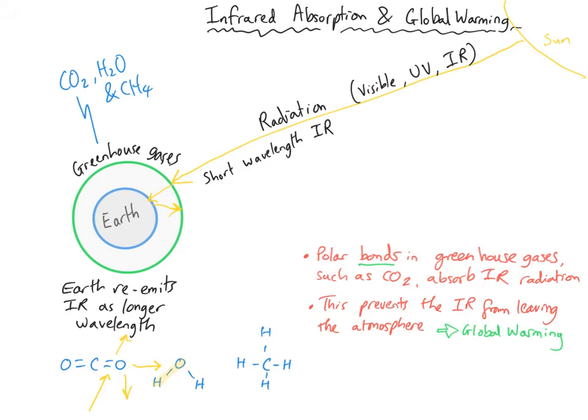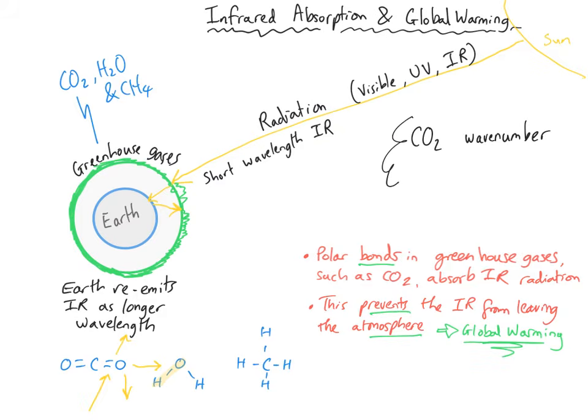And so the problem that we're experiencing at the moment is that more greenhouse gases are being emitted by cars and power stations, etc. And so the thicker this layer of greenhouse gases is, the greater the amount of infrared radiation that is prevented from leaving the atmosphere, because there is a greater chance that these polar oxygen to hydrogen bonds and all the other bonds in the greenhouse gases are going to absorb the infrared radiation, which leads to increased global warming.